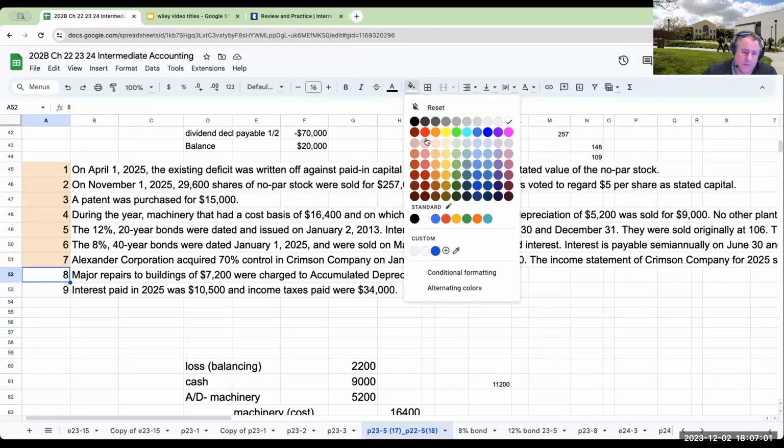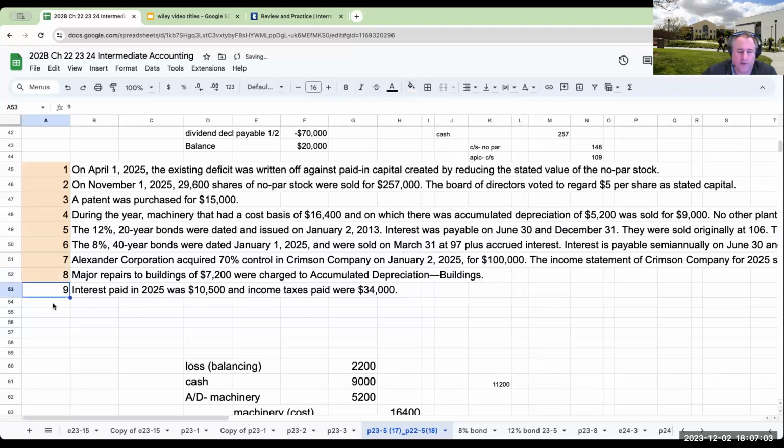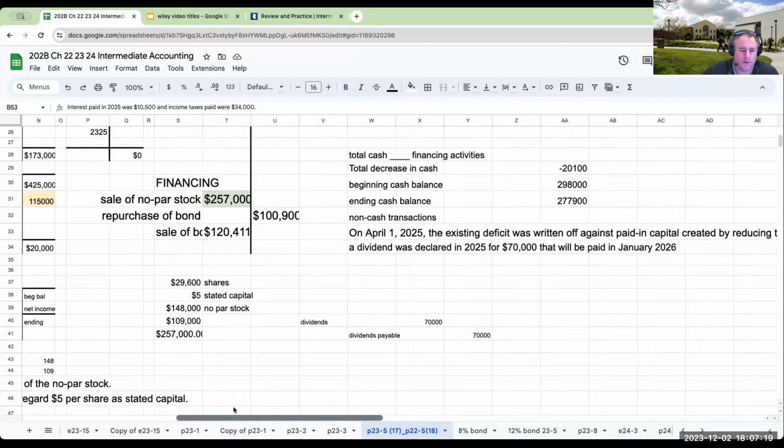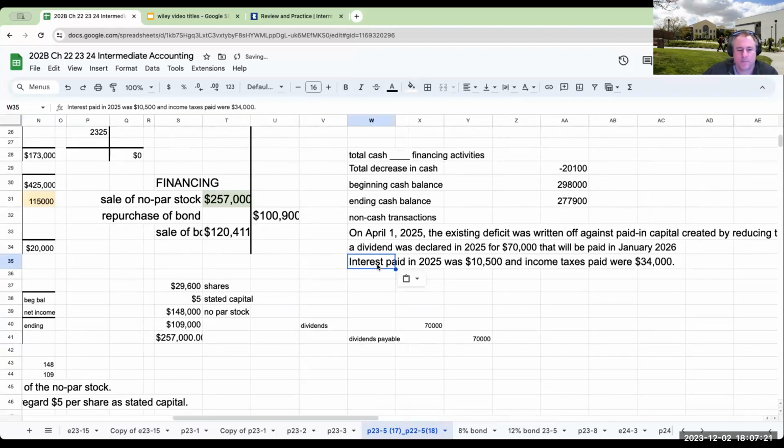Okay, so coming back over here, interest paid in 2025 was 10.5 and income taxes paid were 34,000. So we're just going to copy this over and put it into our supplemental disclosures. You would put these parts over here.